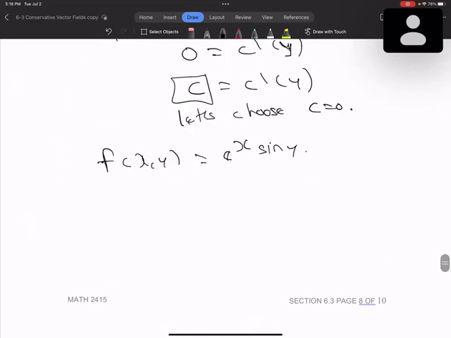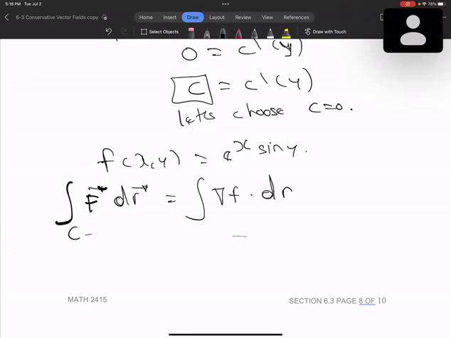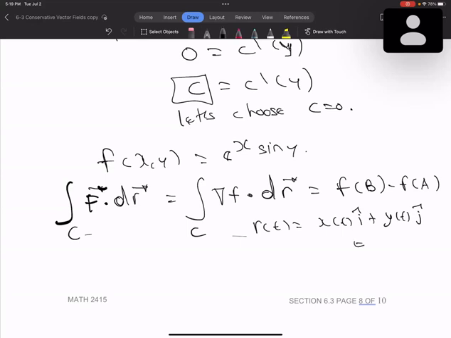Let me write it down over here. The fundamental theorem of line integrals says the integral of the gradient of f, inner product dr, over the curve equals f of b minus f of a, where r of t equals x(t) i plus y(t) j, and t is between a and b. So this is (x_a, y_a), that is (x_b, y_b).